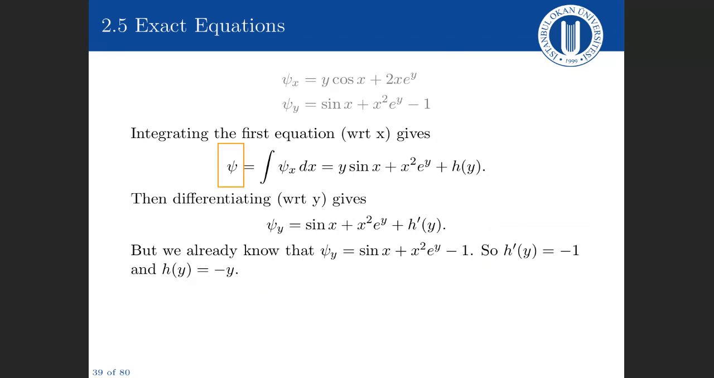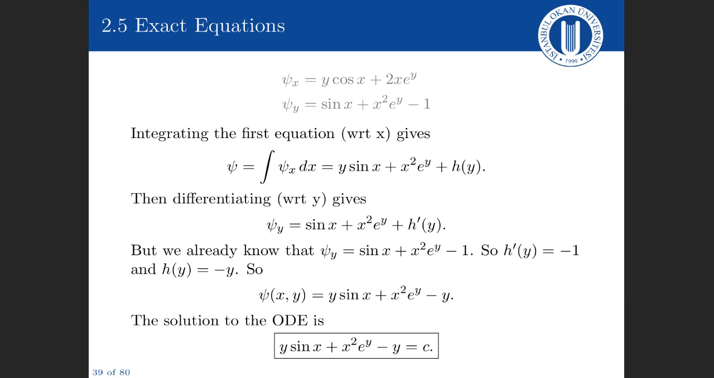We know that xi is y sine x plus x squared e to the power y plus h of y, and now we know h of y. So now we know xi. Xi must be y sine x plus x squared e to the power y minus y. And as soon as we know xi, we know the solution to the differential equation is just this function xi equals c.